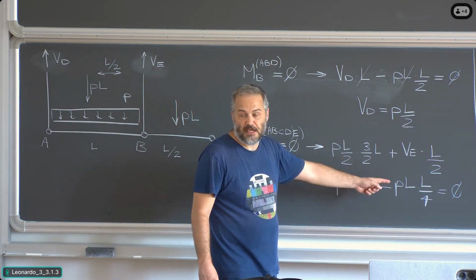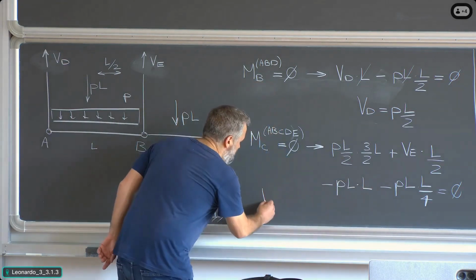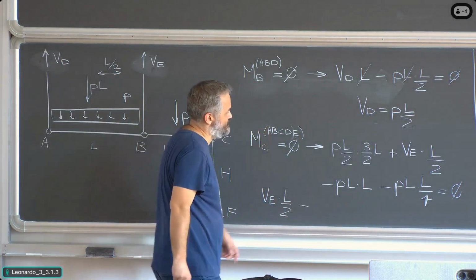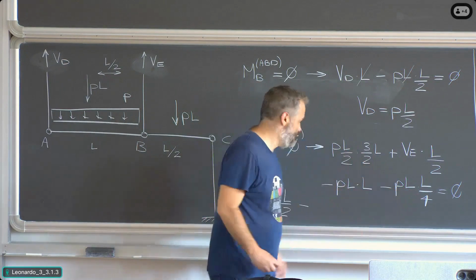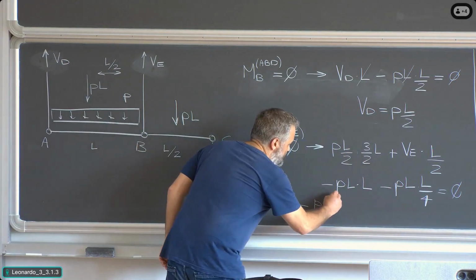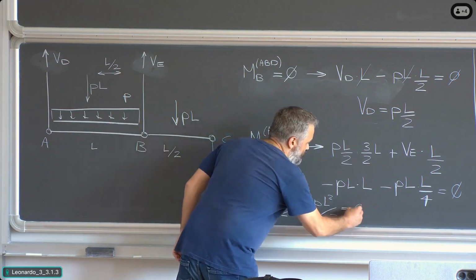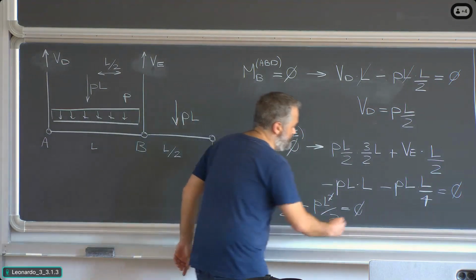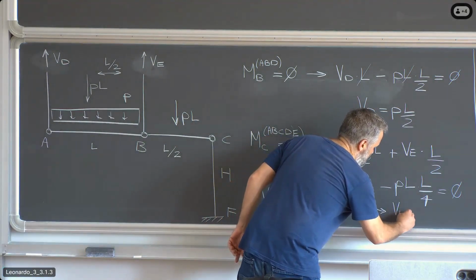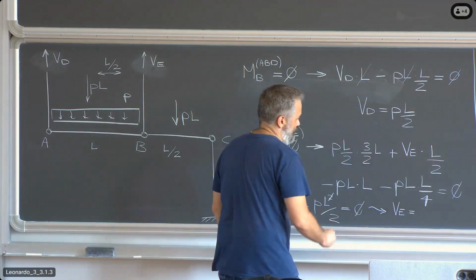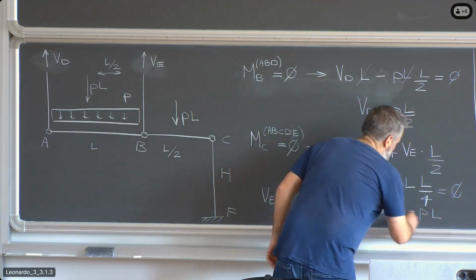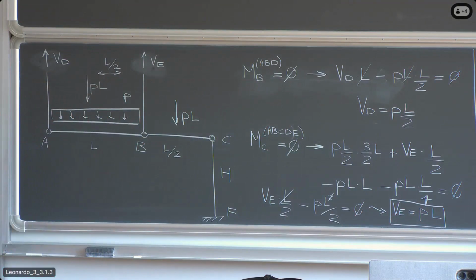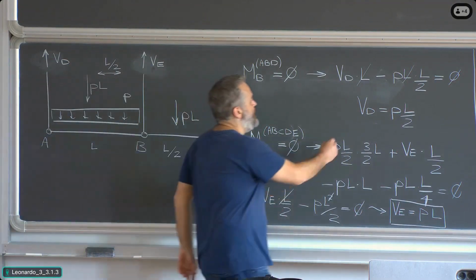Minus 1/4 means that the equation becomes V times L divided by 2 minus PL squared divided by 2 equals 0. I can cancel out L. There is a 2 which makes this term become VE equal to PL. Second reaction force.